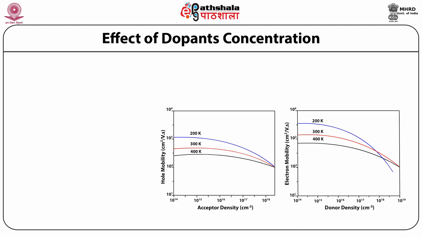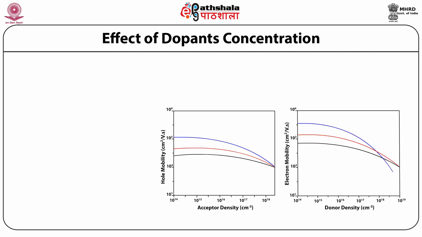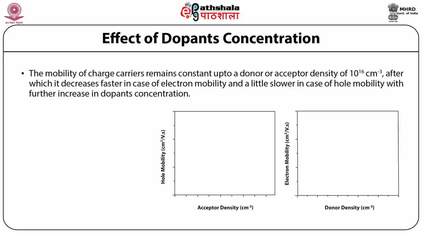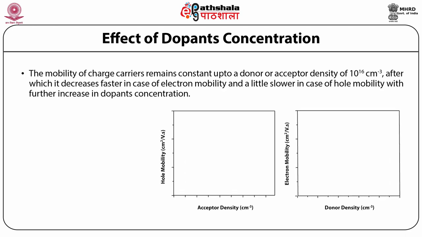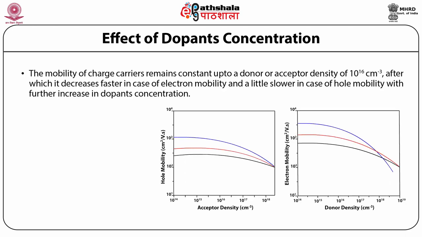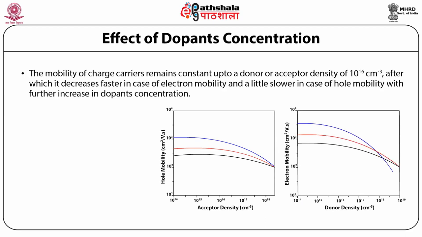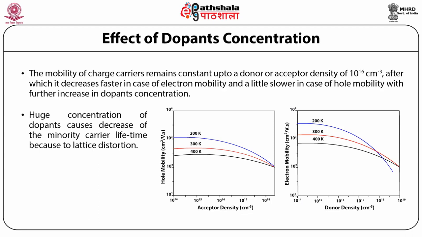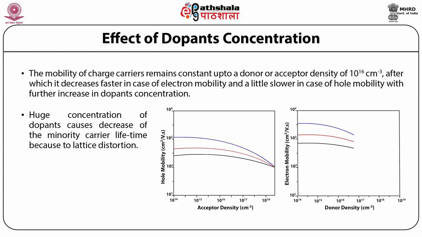So a graph has been plotted between the hole mobility versus the acceptor density and the electron mobility versus the donor density. So here it can be seen that the mobility of charge carriers remains constant up to a donor or acceptor density of 10 to the power 16 centimeter minus 3, after which it decreases faster in the case of electron mobility and a little slower in the case of hole mobility, with the further increase in the dopant's concentration. Additionally, huge concentration of dopants causes decrease of minority carrier lifetime because of lattice distortion.